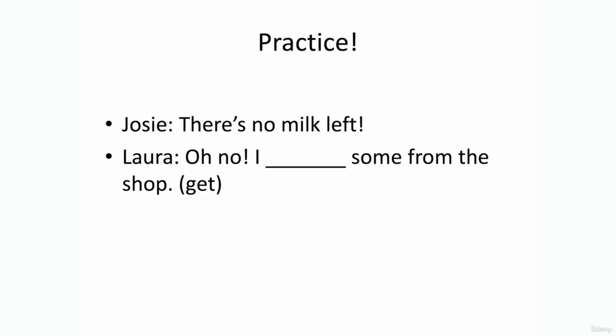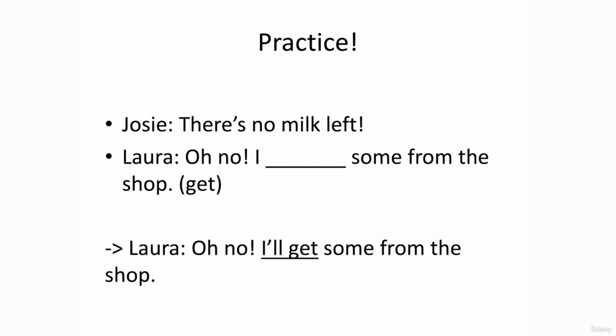Great work! Now let's practice using these different ways of expressing future beliefs and plans. Can you fill in the gaps? Josie: There's no milk left. Laura: Oh no, I'll get some more from the shop. This is an instant decision. Therefore, we use the auxiliary verb will.